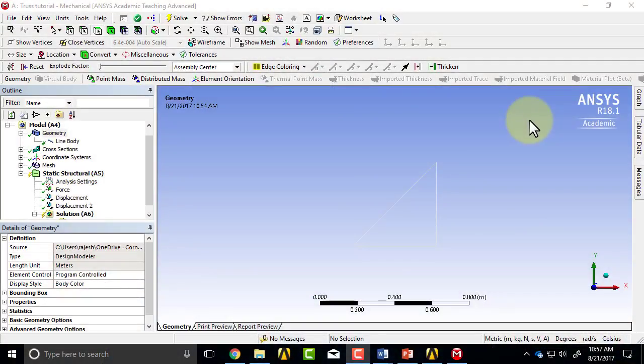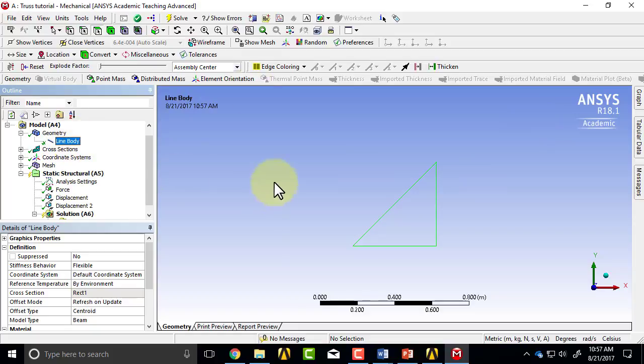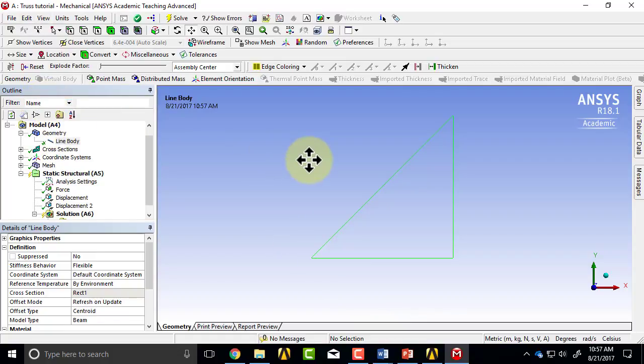Before I click on solve, let me write out the 6 values that we want ANSYS to determine. So I'll highlight line body, I'll do zoom to fit, maybe zoom out a little bit. I can use these to manipulate the model. I don't really need the ruler, so I'll turn that off. I'll go to view, ruler. So we have 3 nodes that we have marked out, as we saw.